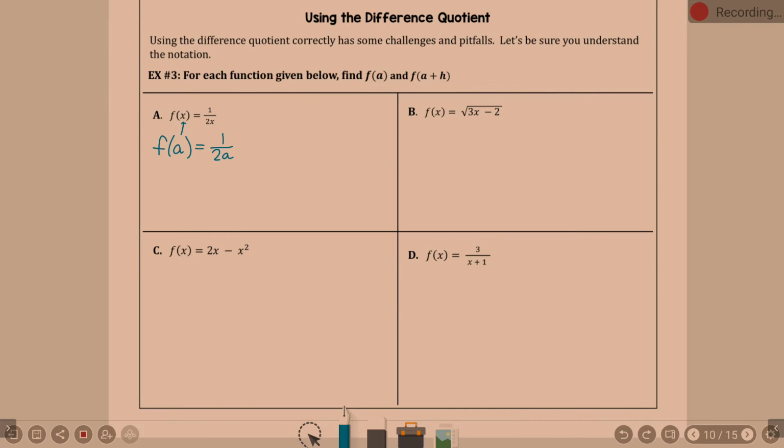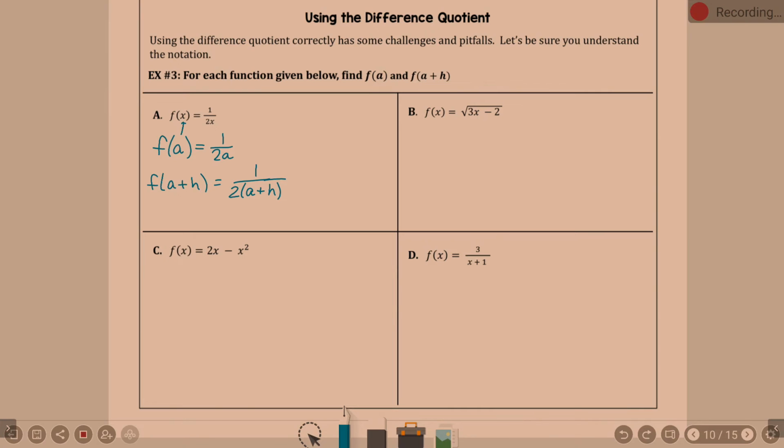Now, here's the tricky one that we have to learn how to work with. f of a plus h. Every place I see an x, I'm replacing it with a plus h. Whether you see one x or 10 different x's, every time gets an a plus h. So in this case, it's going to be, instead of 1 over 2 times x, 1 over 2 times a plus h, to get us started. Honestly, in my notes, I left it just like that.